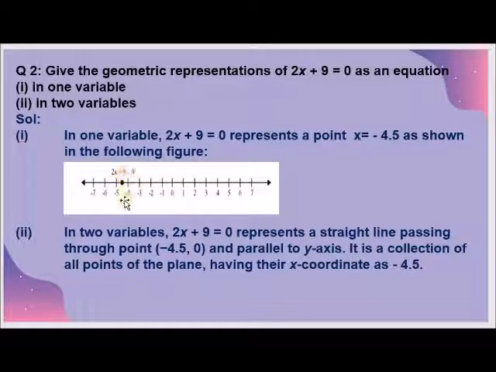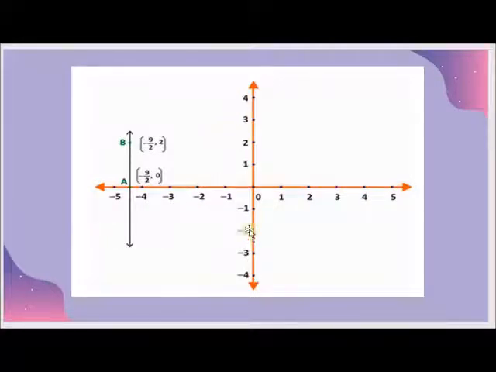And in two variables, 2x plus 9 equals 0 represents a straight line passing through the point (-4.5, 0), because here x equals -4.5 and the y variable is not there, so y is 0, and the line is parallel to the y-axis. It is the collection of all points of the plane having their x coordinate as -4.5. So we'll draw the graph: this is our y-axis, this is our x-axis.